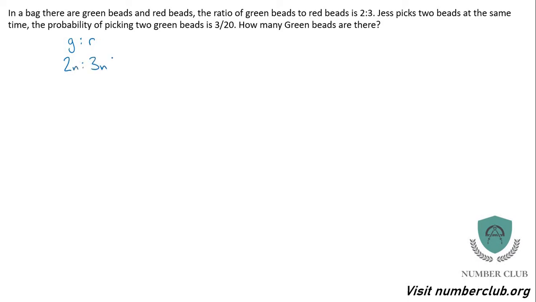Pop the n's on there, because that means that there's not necessarily just 2 greens and 3 reds. There might be 20 greens and 30 reds, or 6 greens and 9 reds. Jess picks 2 beads at the same time. The probability of picking 2 green beads is 3 over 20. Now, because she's picking them at the exact same time, this is a non-replacement tree diagram.